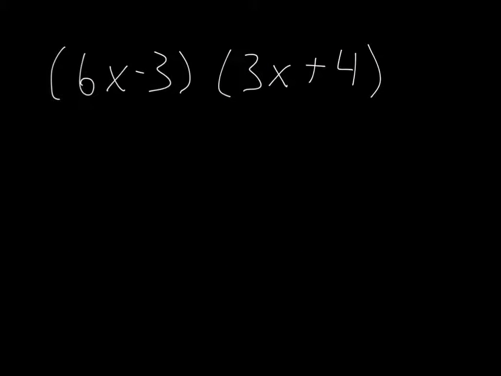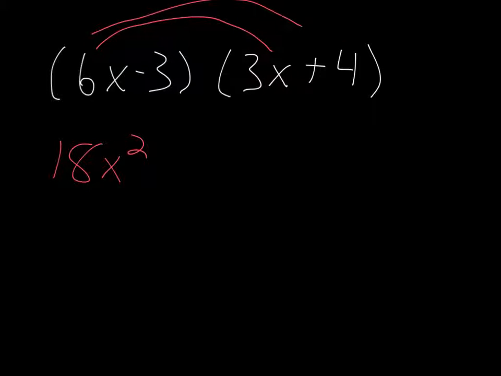So we got 4z squared minus z minus 18. So again, here's another one to hit pause and try out on your own. So I'm assuming that you went ahead and hit pause. So let's distribute: 6x times 3x is 18x squared. And then I got 6x times 4 is 24x.